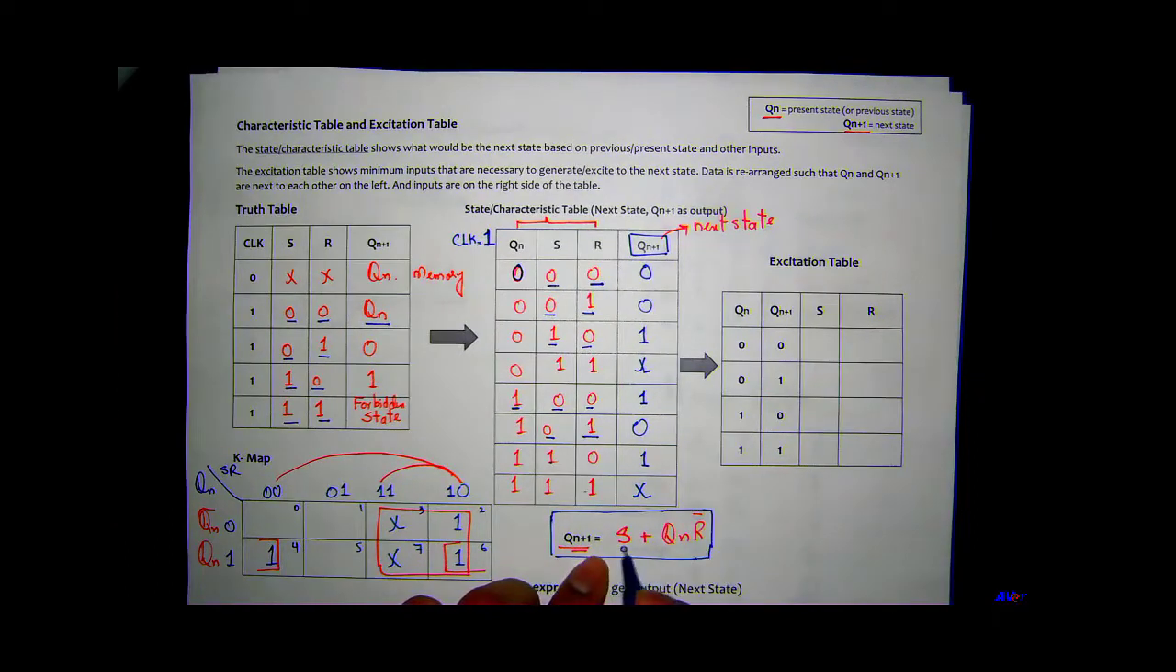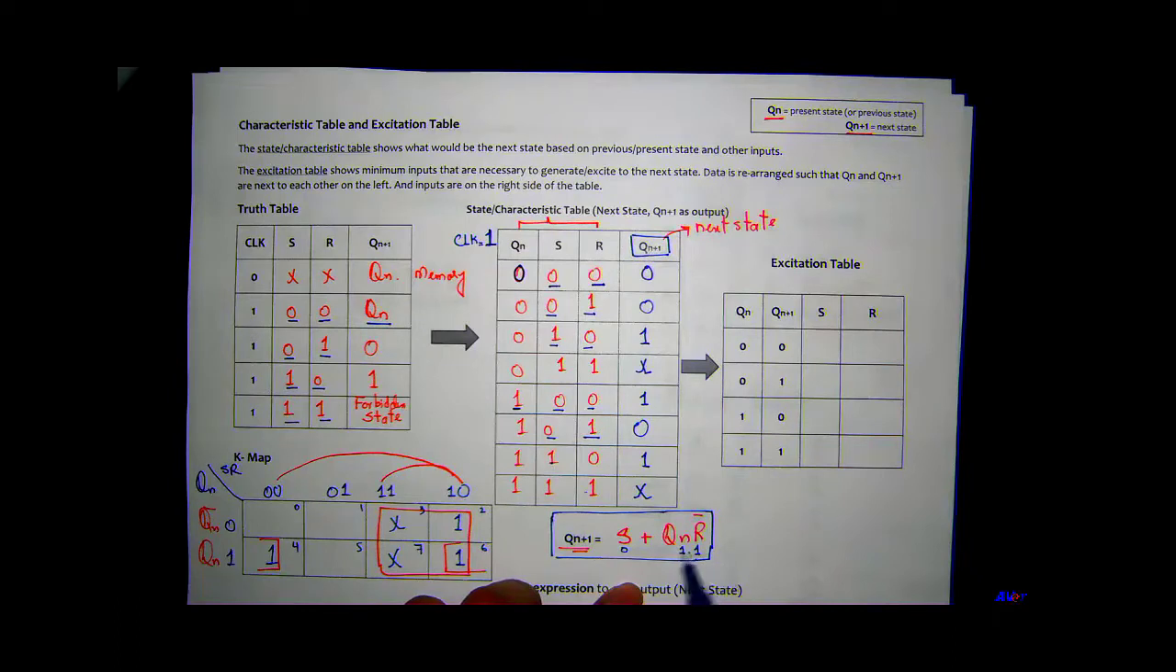Say S is 0, R is 0, because it's a complement it needs to be 1, and Qn is 1. Say the previous state is 1. Okay, so 1.1 makes what?